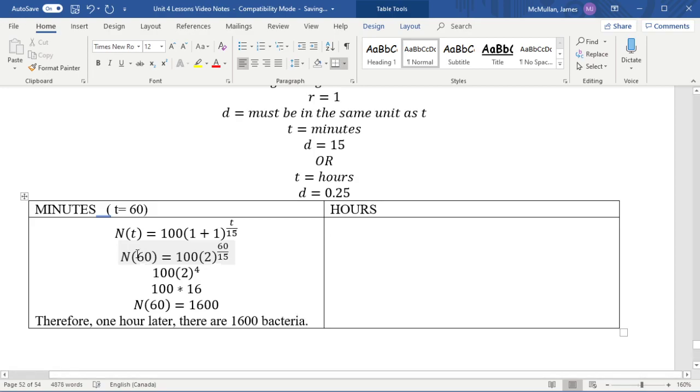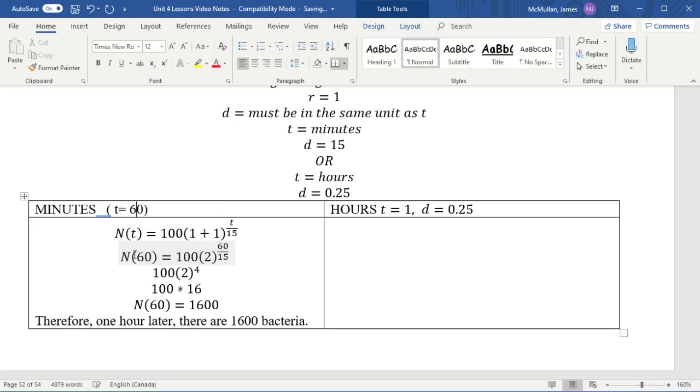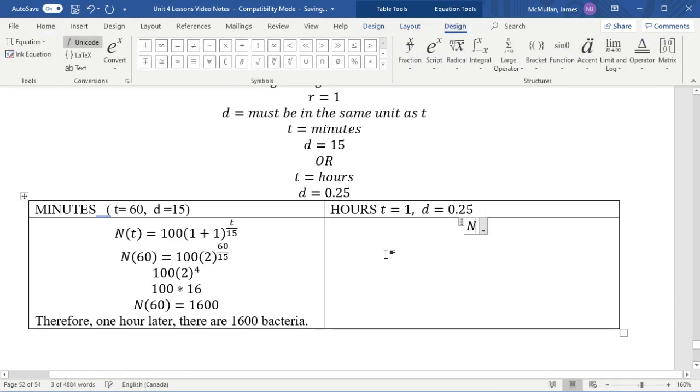Okay, let's do it in hours this time. In hours, T is going to be equal to 1, and D is going to be equal to 0.25. So let's go back over here, and we'll just add that. D is equal to 15. Now in hours, we should get the same answer.